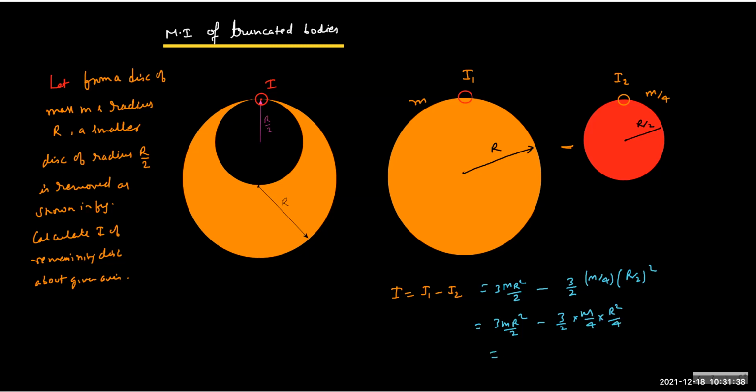How much is that? Sir, 3 by 2 mr square into common 1 minus. It's 45 by 48, correct? You can divide by 3, no? Yes, you can divide by 3. 15 by 16 times 3 by 2. No, what do you say? 15, but 32. It's not 48, it's 32, I think.